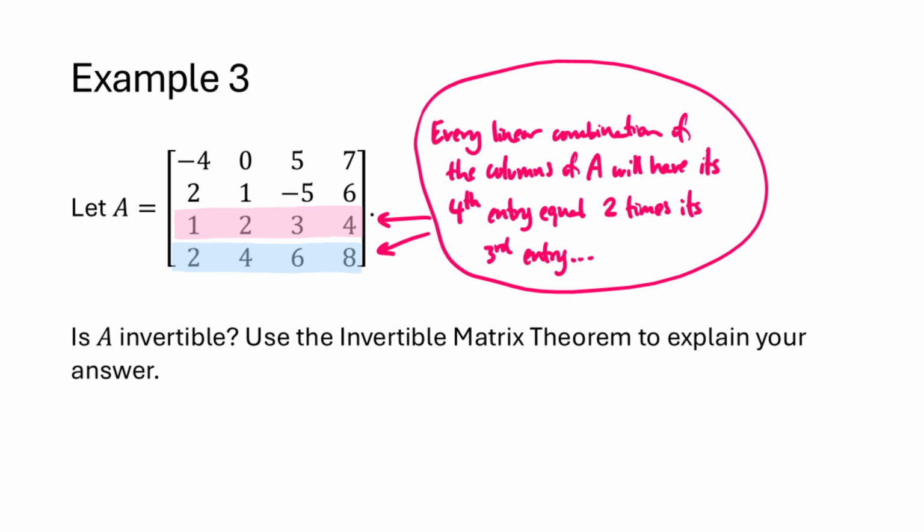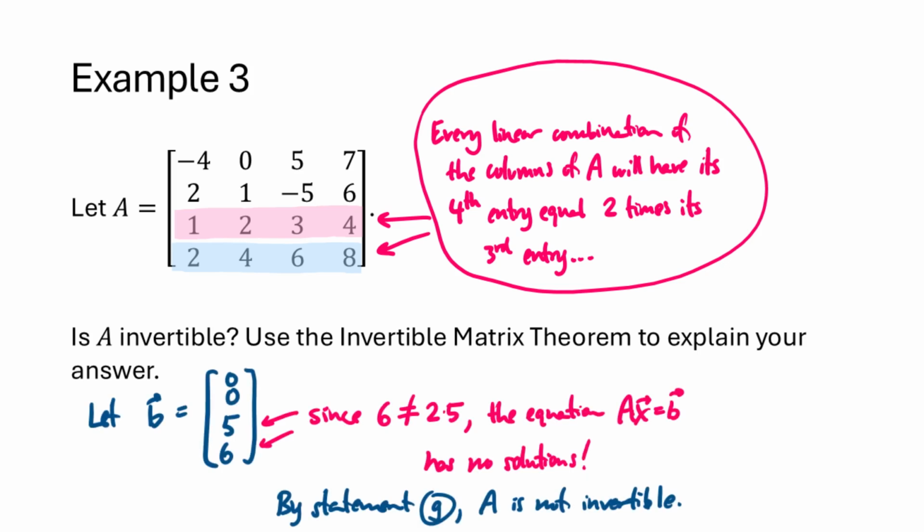And since every linear combination of A looks like that, but not every vector looks like that, all we have to do is come up with a vector that doesn't have that property. So for example, we could look at the vector 0, 0, 5, 6. In that vector, the fourth entry, 6, is not equal to 2 times the third entry. 6 is not equal to 2 times 5. And so that means that the equation AX equals B has no solutions, which means that using statement G, this matrix is not invertible. That's not the only way to do this.